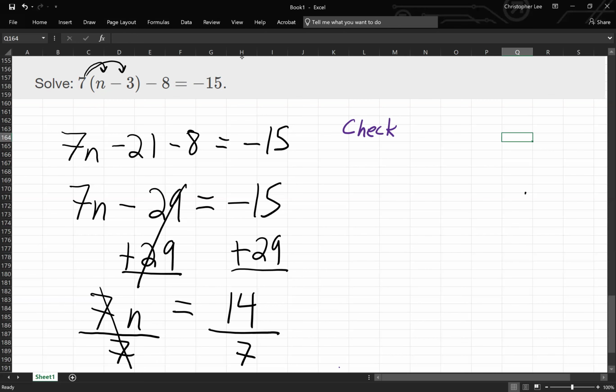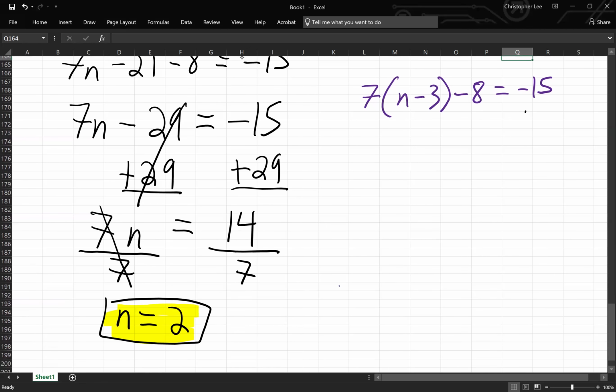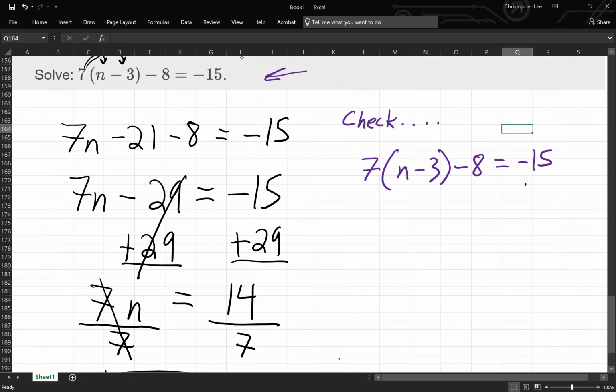So this is to check the answer, right? You have the original equation right up here, right? Just write that down. So 7 times n minus 3 minus 8 is equal to negative 15. So what I want to do here is I want to plug in n, right? Let me just scroll down real quick. I forgot what n was. n is 2, right? So I'm going to plug in for n, 2 minus 3 minus 8 is equal to negative 15.